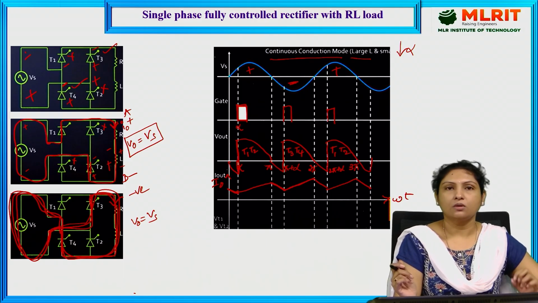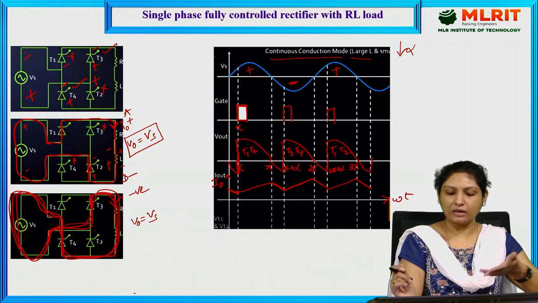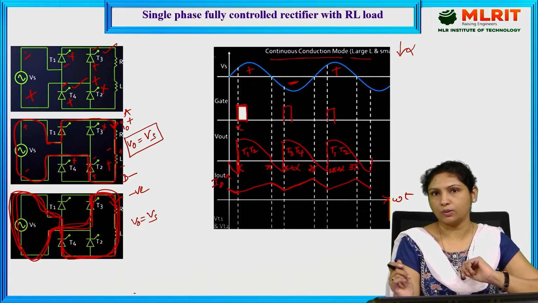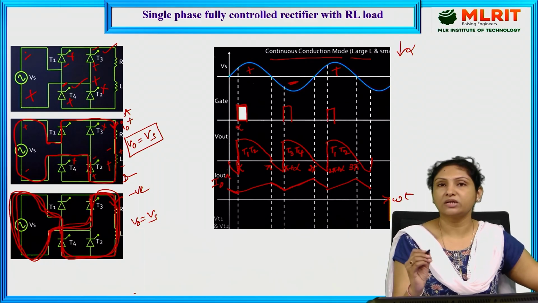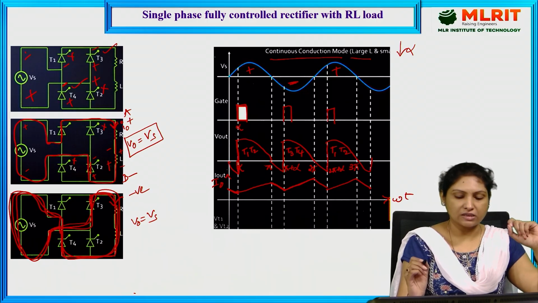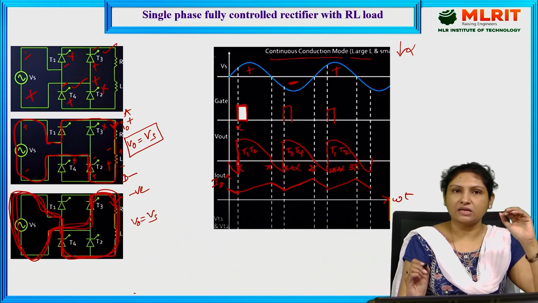How about voltage waveforms across thyristor 1 and 2? If you can analyze the voltage waveform across thyristor 1 and 2, it is easy to draw the voltage waveform across 3 and 4 as well. So let us see the voltage waveform across thyristor 1 and 2. As I told you, whenever thyristor is conducting, the on-state voltage drop across the thyristor will be 0.